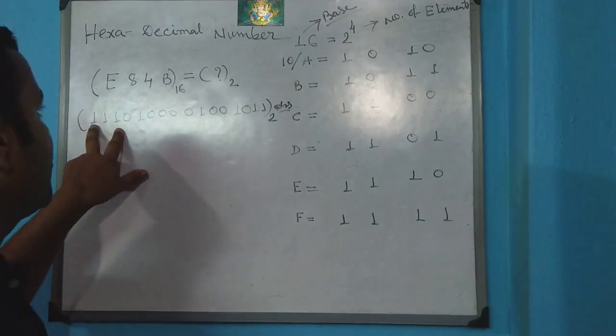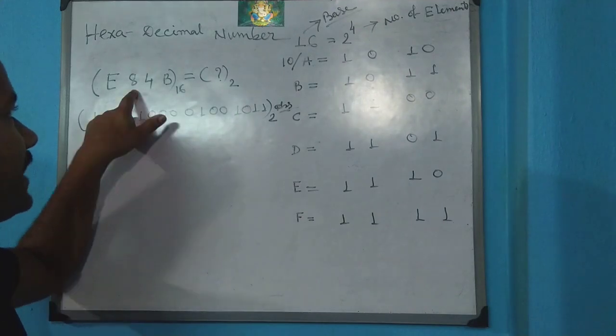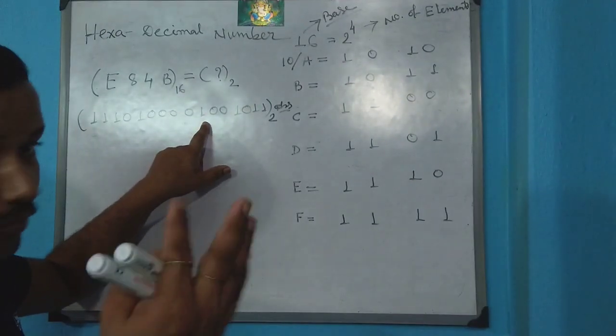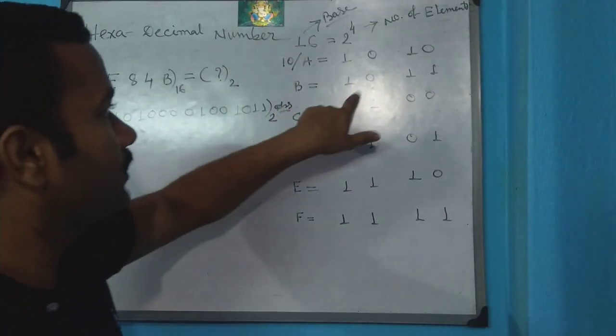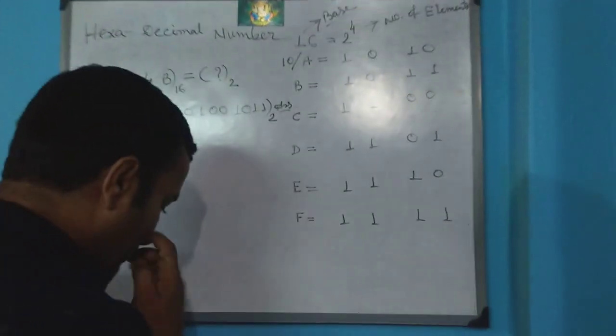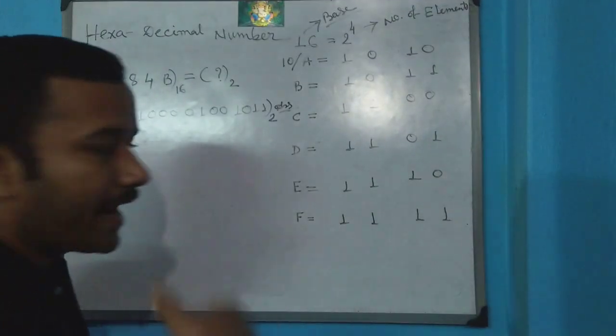Here E is 1 1 1 0, 8 is 1 0 0 0, 4 is 0 1 0 0, total number of elements 4, and B is 1 0 1 1. Very easy. And now we convert from binary number to hexadecimal number.